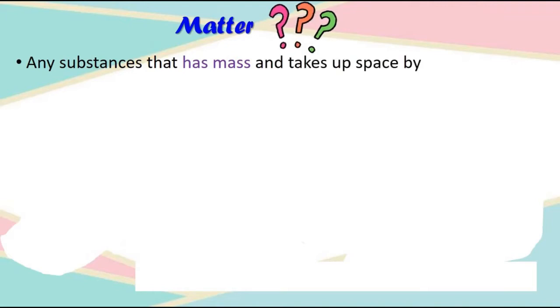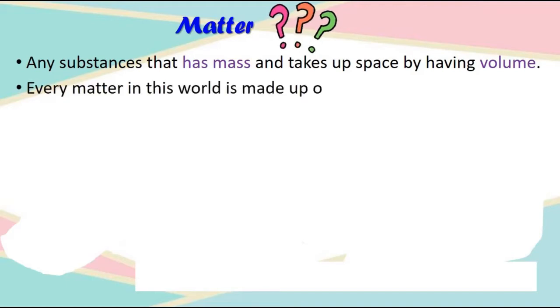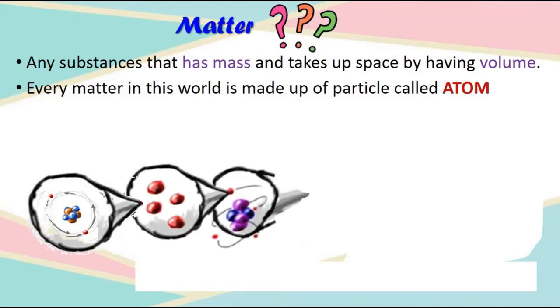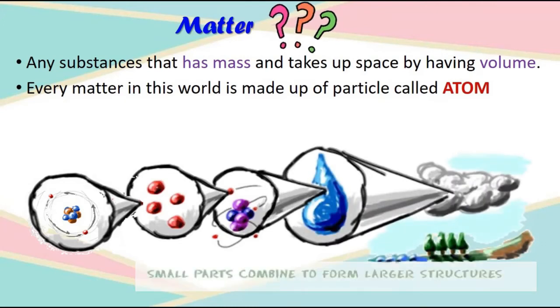Matter can be defined as any substance that has mass and occupies a certain volume. Every matter in this world is made up of particles called atoms. Atom, the smallest unit of the matter, consists of proton, electron, and neutron. Atoms combine to become molecules, and molecules combine to become macromolecules, and hence they become larger structures.